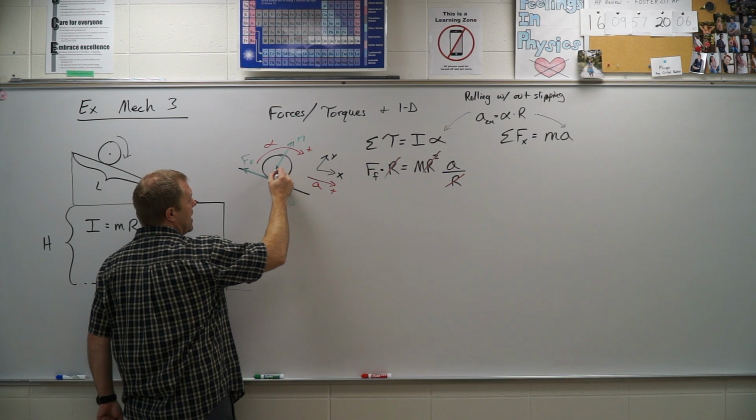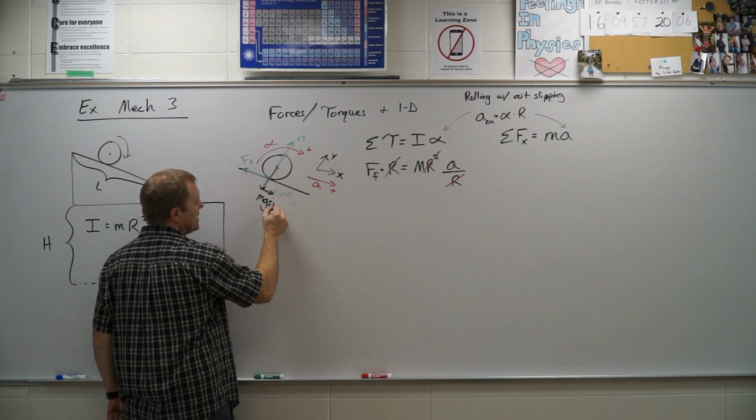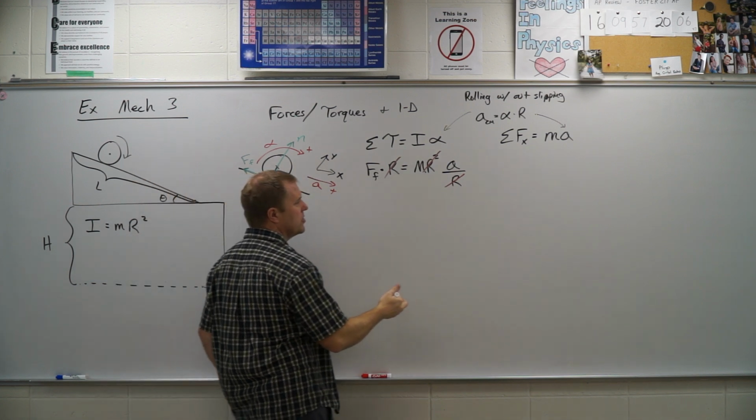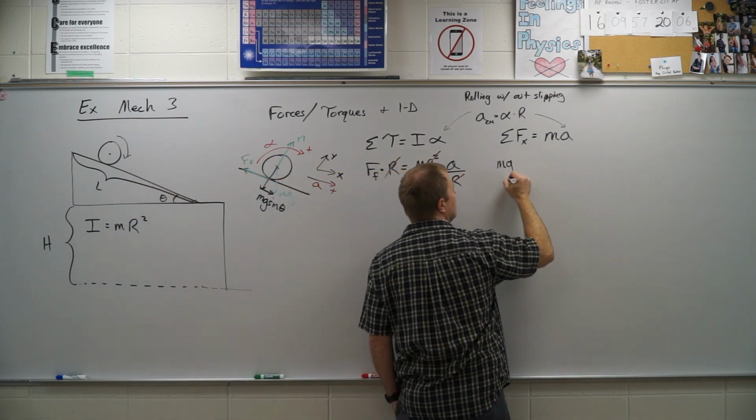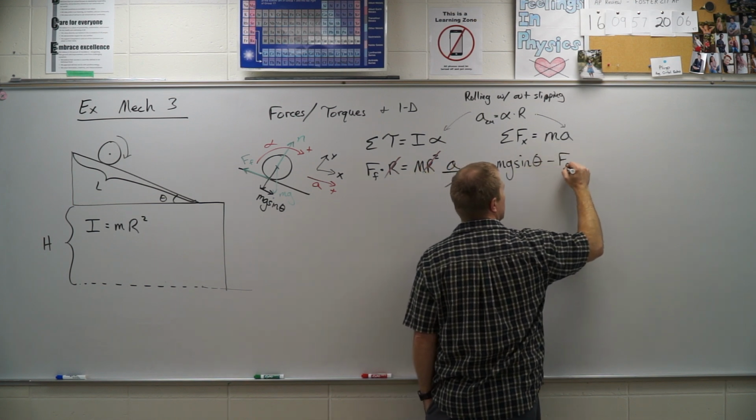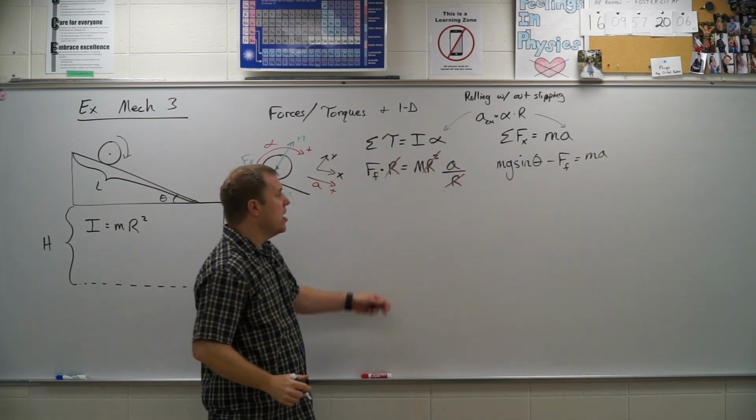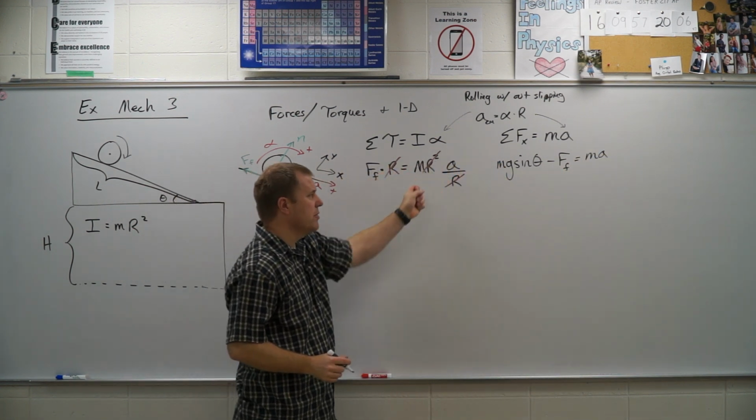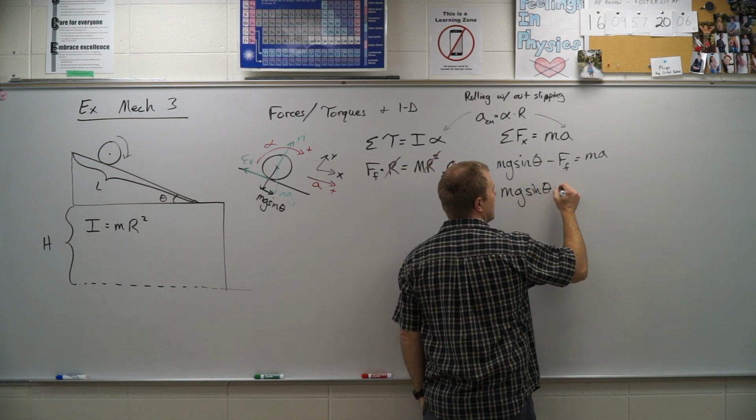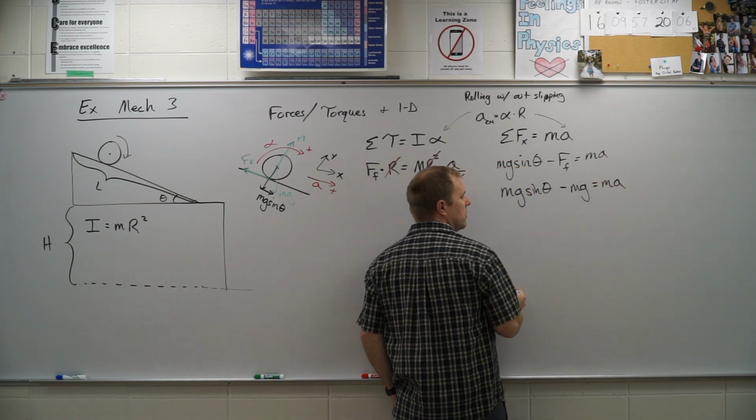So I need to go ahead and resolve mg into components. And so I have mg sine of theta here, pointing down the incline, force of friction up. So I'm left with mg sine of theta minus the force of friction equals ma. I know what the force of friction is. It's also equal to ma. So now I have mg sine theta minus ma equals ma.